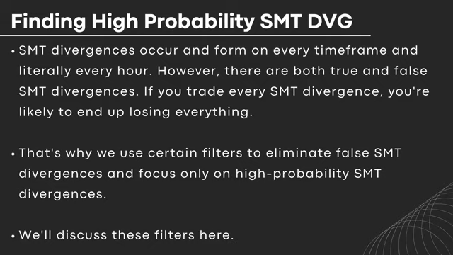If you trade every single SMT that you see on the charts, then you're going to end up losing everything, because that's not the correct manner to trade it. Your job is to use certain filters and metrics which will help you weed out the false SMT divergences, and you're going to end up with only the high probability, high quality, and true SMT divergences, which will assist you in your analysis, right?